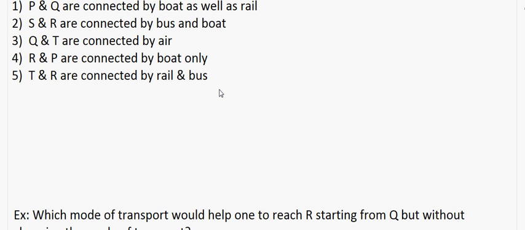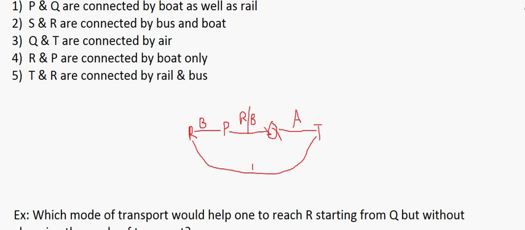So let's see how they are placed, right? P and Q are connected by boat as well as rail, right? So there is this two-way connection, so we'll not put any arrow and we assume that it is a two-way connection. P and Q are connected by R and B, rail and boat. S and R are connected by bus and boat. Let's not put S and R now, we'll put it later. Q and T are connected by air. So Q and T by air. R and P are connected by boat only. So R is here by boat only. And finally R and T are connected by rail and bus. So we'll denote bus by BU.